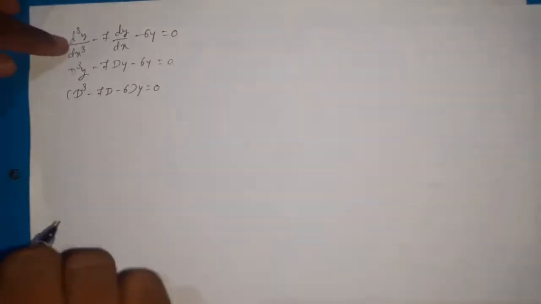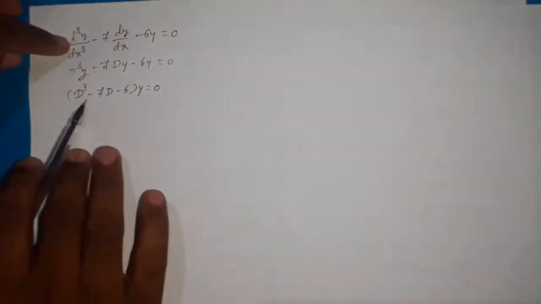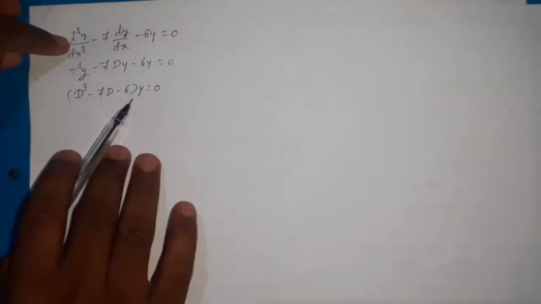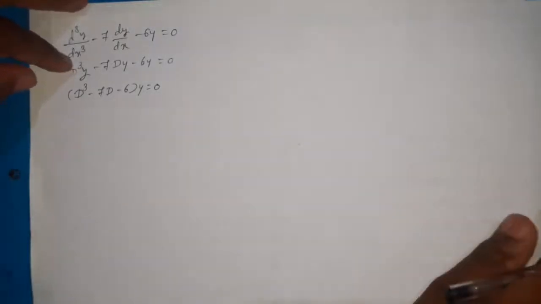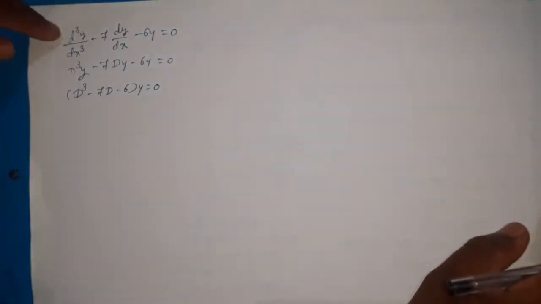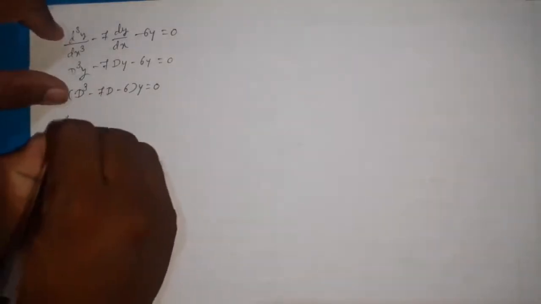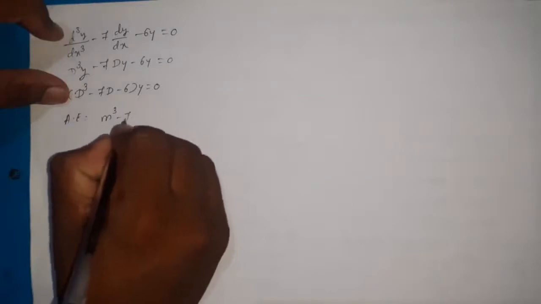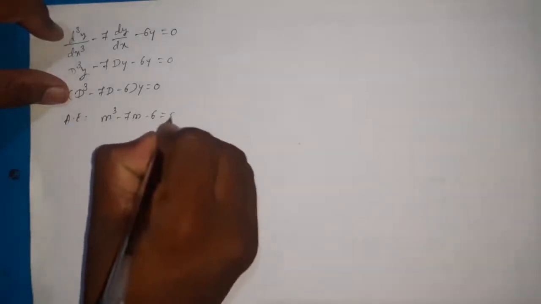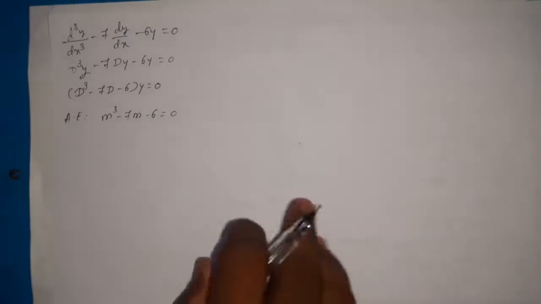And now this is the symbolic coefficient of y. By equating this symbolic coefficient to 0, we will get the auxiliary equation. While writing the auxiliary equation, we put D is equal to small m. Therefore the auxiliary equation is m cube minus 7m minus 6 equal to 0. Since the order of the equation is 3, it has 3 roots.